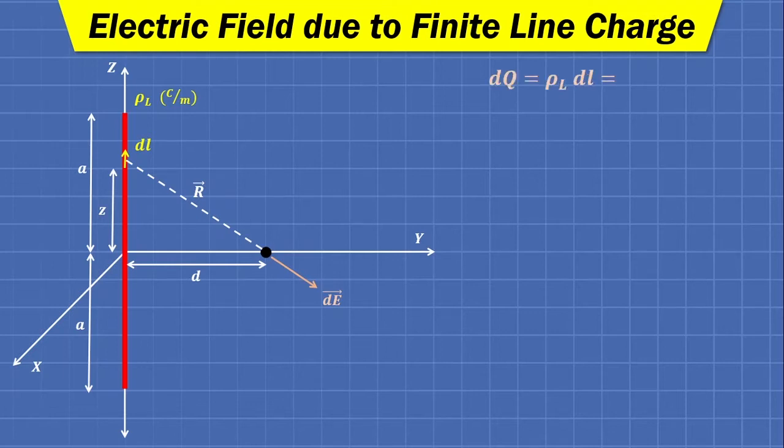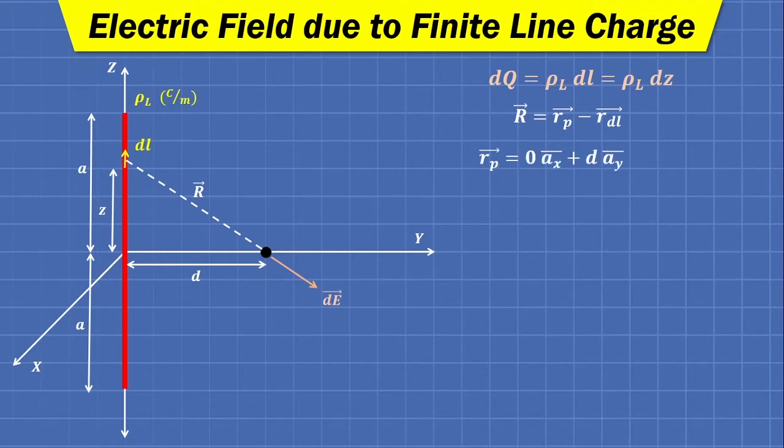Now the small charge on the differential length can be written as ρL, that is charge density, into the length of that differential element. Here the length is dl, but as it is on the z-axis, we can write ρL into dz. And the distance vector, which is a very important term for the calculation, can be written as rp bar, that is the position vector of point P, minus rdl bar, which is the position vector of the differential length.